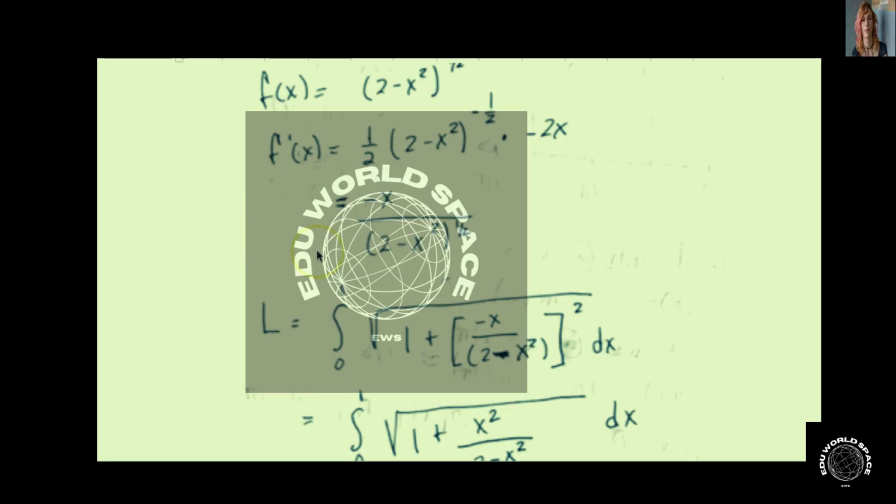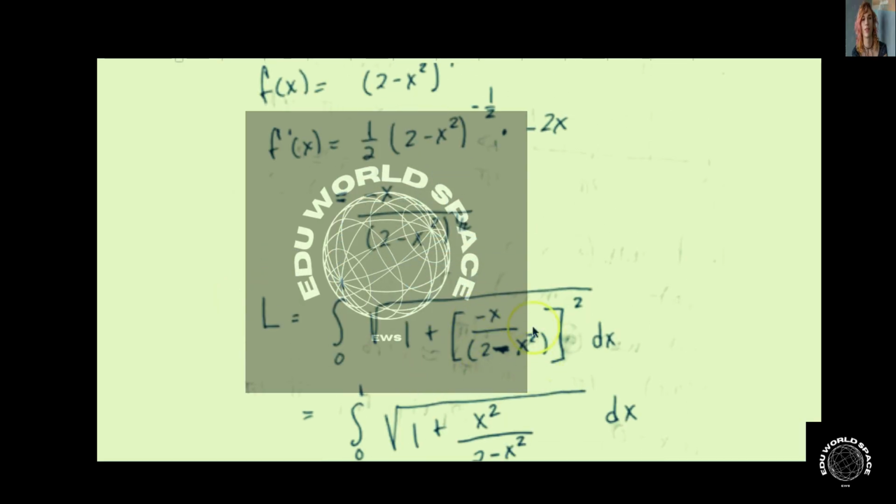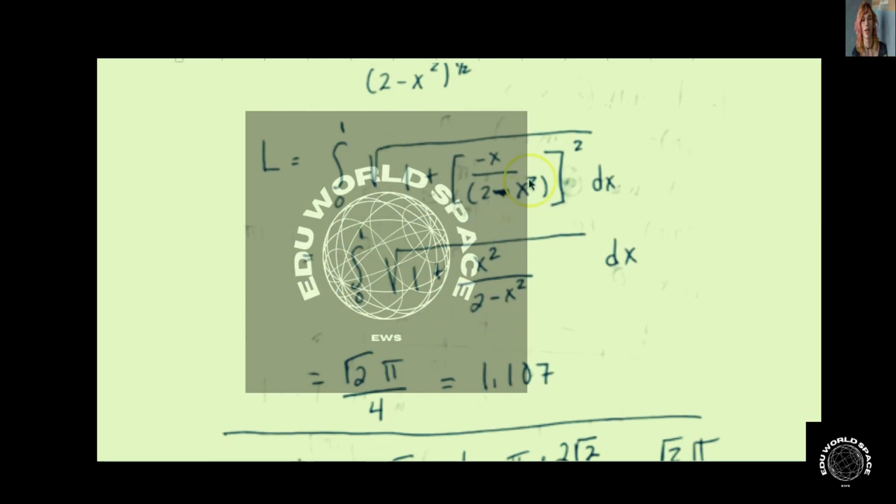Okay, now that we found the first derivative, we're going to substitute that into our formula here. There's my first derivative, and we're going to square it. And we're going to go from 0 to 1. Remember, they wanted to know the arc length from 0 to 1. So I simplified this a little bit. I squared it, and I got from 0 to 1, square root of 1 plus x squared over 2 minus x squared. Then I took the integral of that, and I got that it was root 2 pi over 4, which is equal to 1.107.